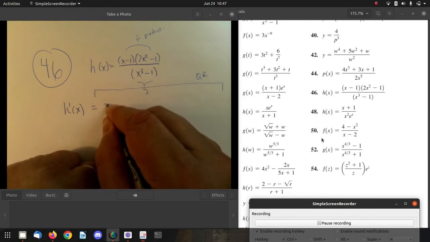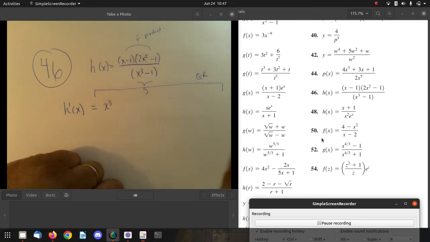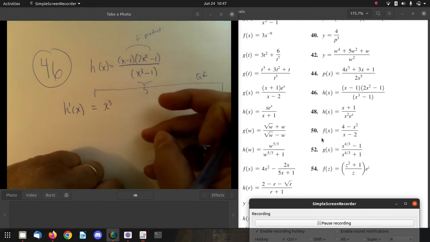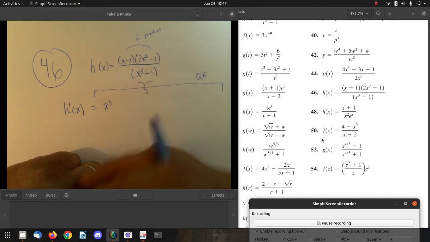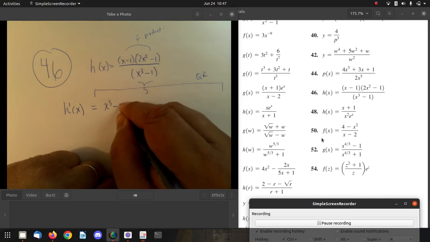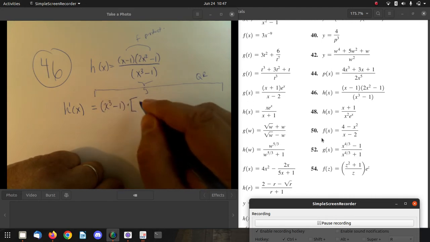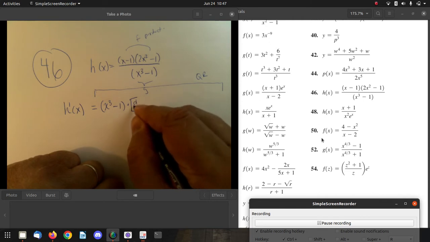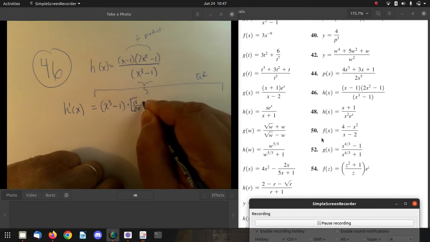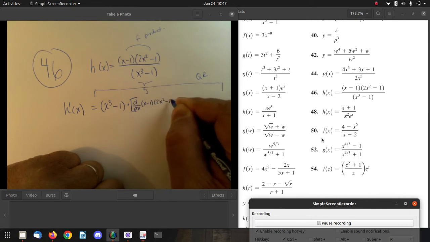So denominator, say the rule with me real quick. Denominator times the derivative of the numerator minus the numerator times the derivative of the denominator, all divided by the denominator squared. So denominator times the derivative of the numerator. Okay, so I'm going to write d/dx of (x minus 1)(2x squared minus 1).